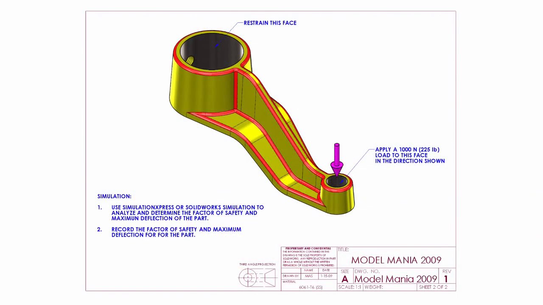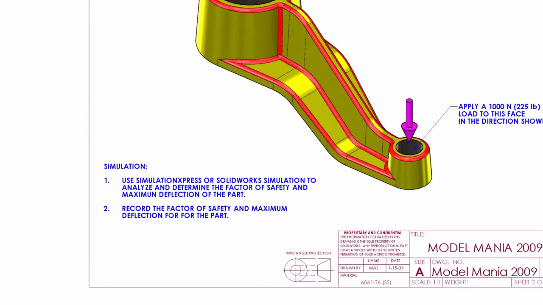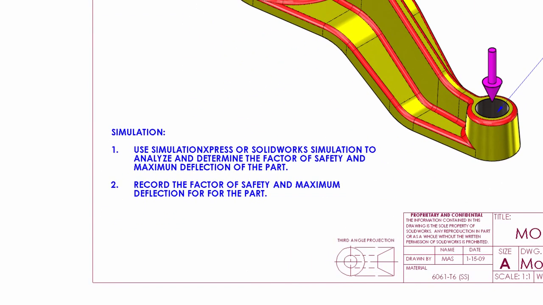Phase 2 of this Model Mania Design Challenge actually is to perform a simulation on this part. So it's actually important that we just apply that material, because in order to calculate the physical properties of a part, you need to know what it's made of. So this is actually a pretty easy simulation. You'll notice in the notes it says you can use Simulation Express or SOLIDWORKS Simulation if you so desire, to analyze and determine the factor of safety and the maximum deflection of the part.